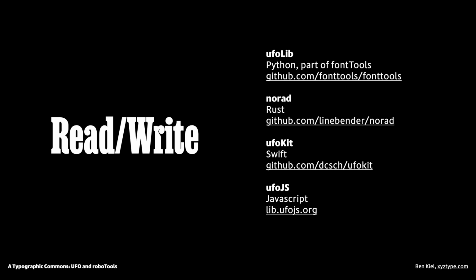Where is the UFO now? Going through some things. How do you read and write a UFO? There are a couple packages for doing this. There's UFO lib, which is the longest running one. That's now part of FontTools, and it's written in Python. There's NORAD, which is written in Rust, being used for the RuneBender application. Rust seems to be the new hotness. There's UFO Kit, which is written in Swift. And there's UFO.js, which is written in JavaScript.